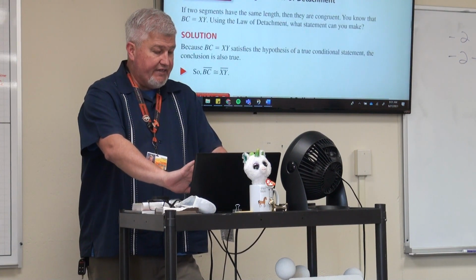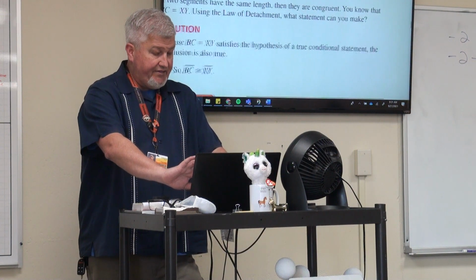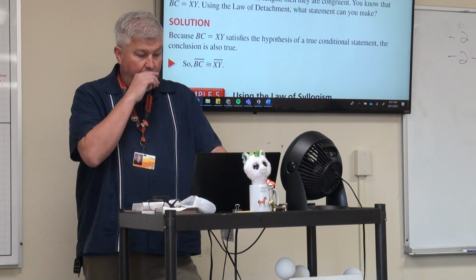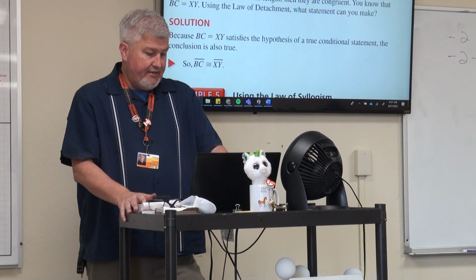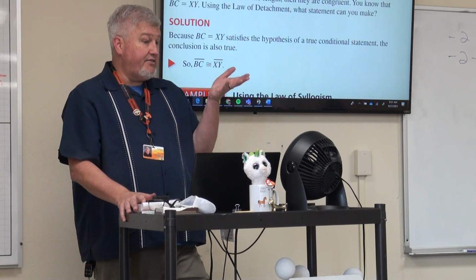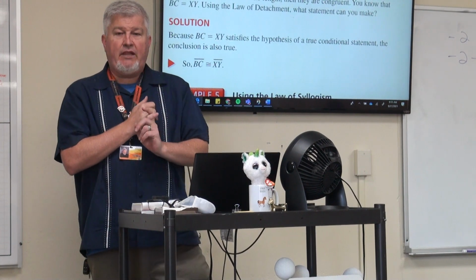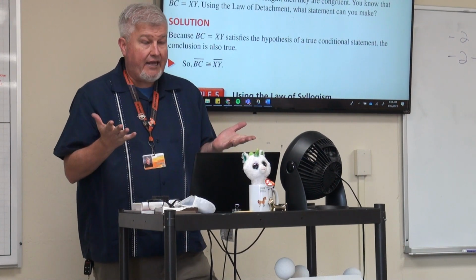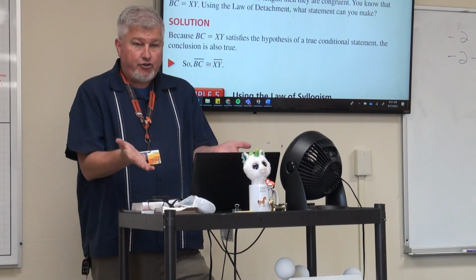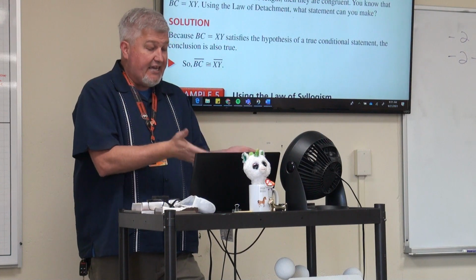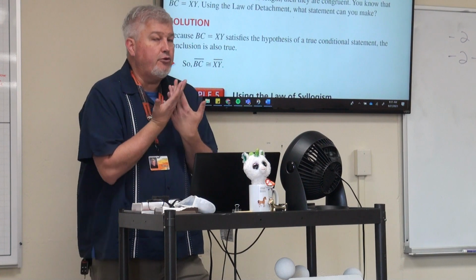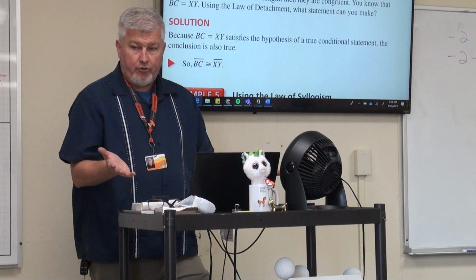So, using the law of detachment. Here we have this statement: if two segments have the same length, then they are congruent. You know that BC equals XY. Using the law of detachment, what statement can you make? Is that a true statement? Yes. If two segments have the same length, they're congruent. We are told that BC equals XY. They have the same length, so then we can conclude what about those segments? They are congruent.